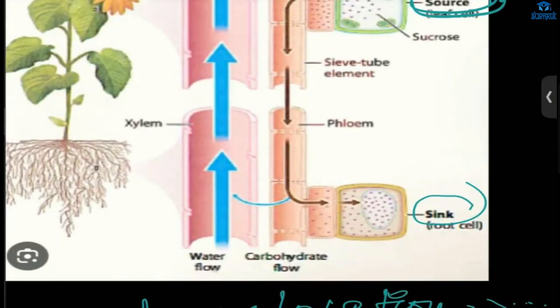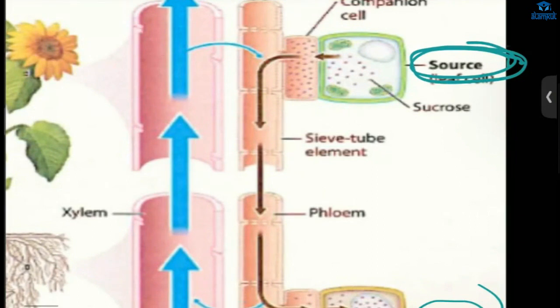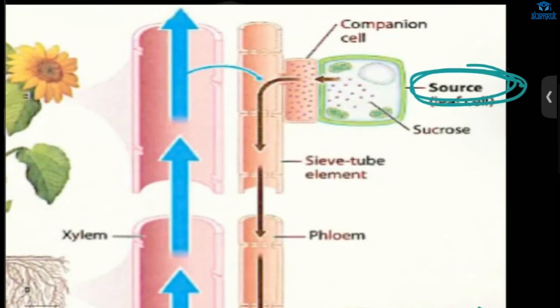So what is source and what is sink? The part where food is made, okay? And sink is where the food is transported, given, taken to, okay? That is sink. So how does this translocation happen?